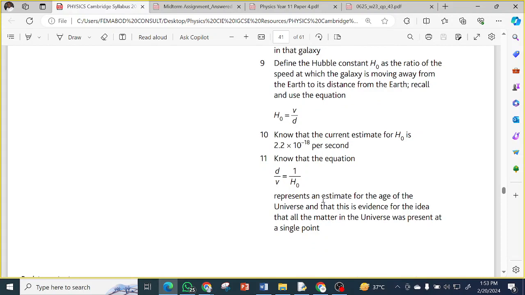So you can rewrite it this way. Mr. Femi, you said they can ask us to find the age of the universe? Yes. So it's either V over D or what? Yes, V over D, or 1 over Hubble's constant.